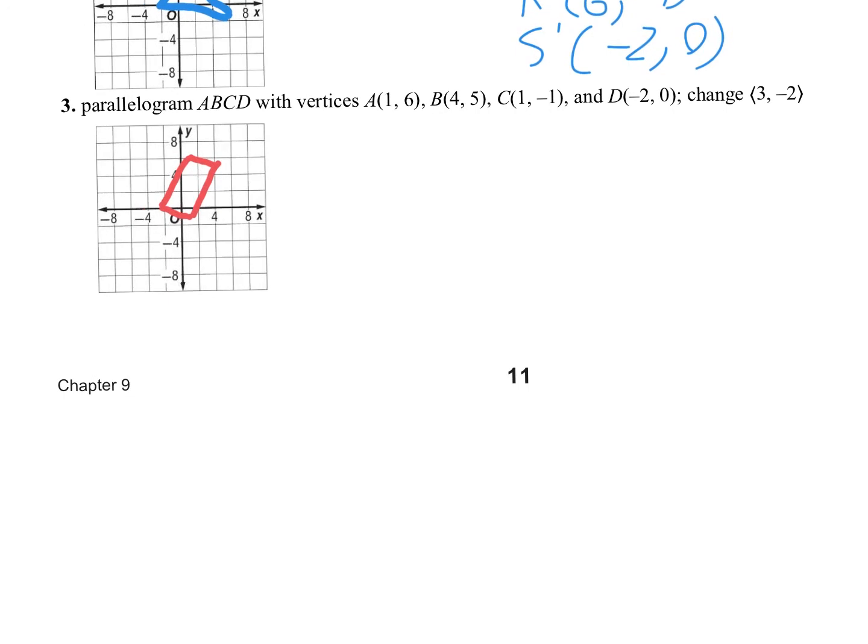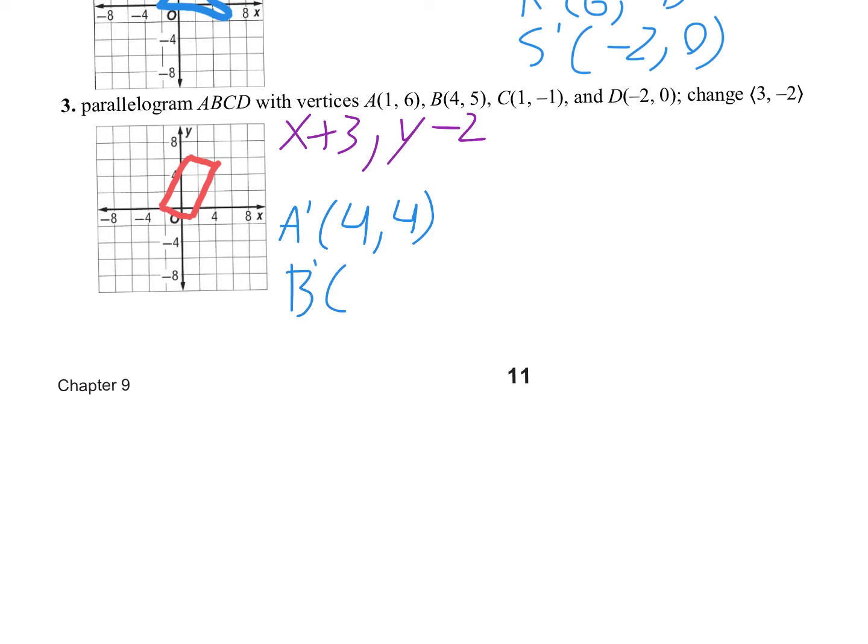Last one, parallelogram ABCD with a change of (3, -2). So we've got both positive and negative changes in this case. Means that our x's, we're going to add 3 to them, so 3 units to the right. And our y's, we're going to subtract 2 from those, so 2 units down. So we're going to go 3 units to the right, 2 units down. Such that our A prime will be at (4, 4).